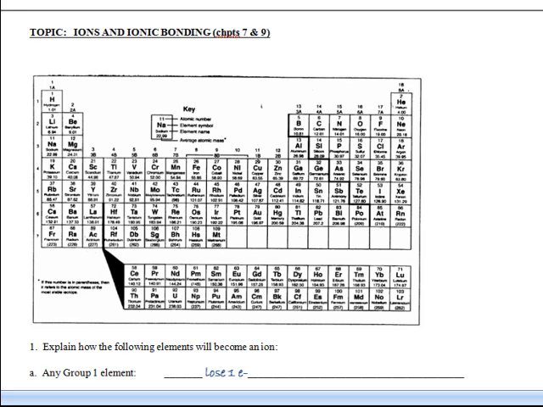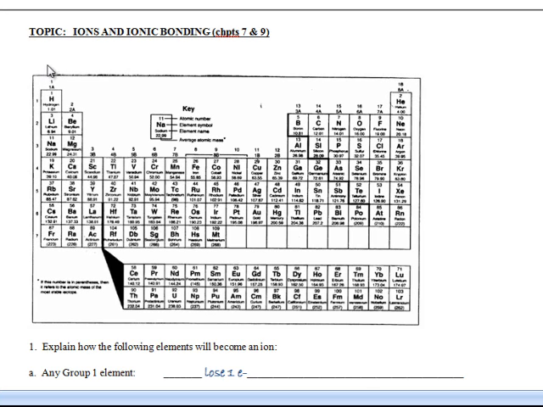Okay, so let's talk about ions and ionic bonding. Now let's do ions first. Let's talk about how ions are formed. Anything in group 1, these guys all end in S1. That means they have one valence electron they want to get rid of. And if you lose an electron, you end up with more positive protons than negative electrons, so you end up with a +1 charge.